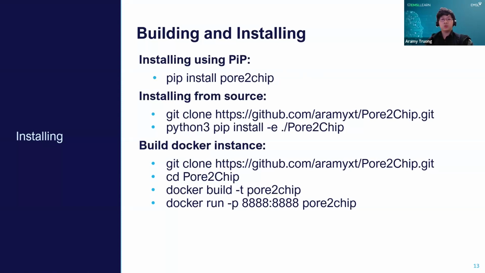And we also have options for building a Docker instance. So these lines, if you have Docker installed, will help you build an instance of a program that has Pore2Chip and all of its dependencies installed, and it'll actually start a Jupyter server for you with everything installed and ready to go.